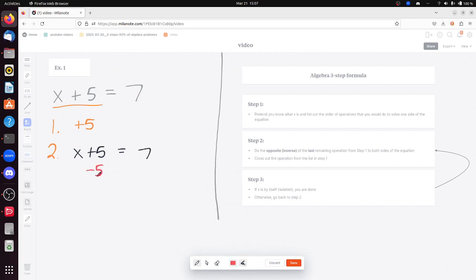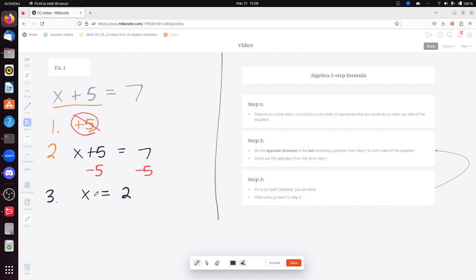So we subtract 5 from both sides of the equation, and then you see in step two, we should also cross out that operation from the list in step one. So we've done that, so we don't need to do it again. And then going on to step three, you can see that we actually would solve this. So x plus 5 minus 5 will equal 0, or x plus 0, which would just leave us with x. And then on the right-hand side, we'll have 7 minus 5, which just leaves us with 2. So now looking at step three, x is by itself, so we're done.